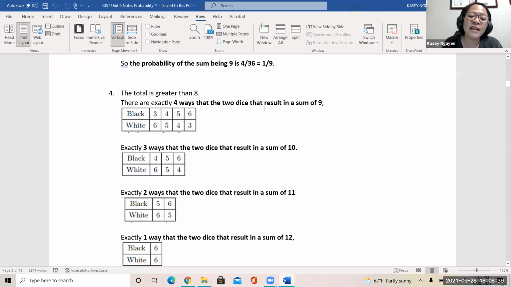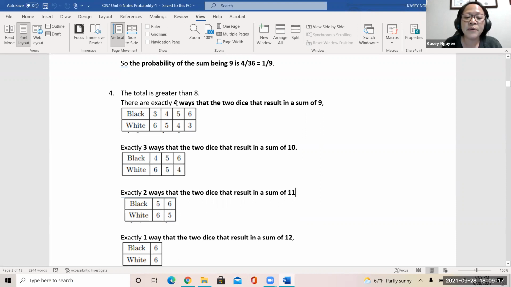So then we have to break it down. In order to get a sum of 9, we already found in the last one that there will be 4 out of 36. But what if I wanted to get a 10? I can get a 4 and a 6, a 5 and a 5, and a 6 and a 4 for a total of 10. So there would be 3 ways out of 36 tosses to get a total of 10. Then on the next one, a total of 11, we would have 2 ways. I can get either a 5 and a 6, or a 6 and a 5.